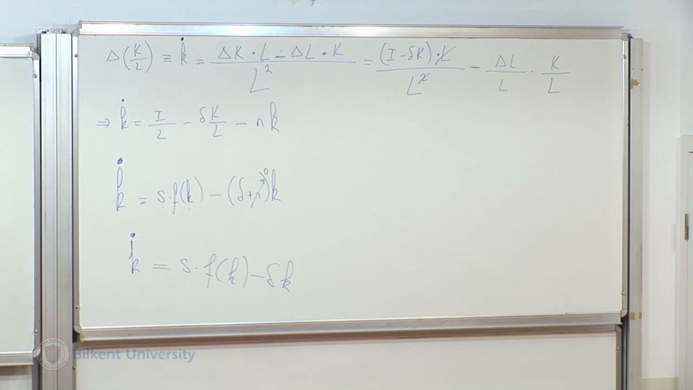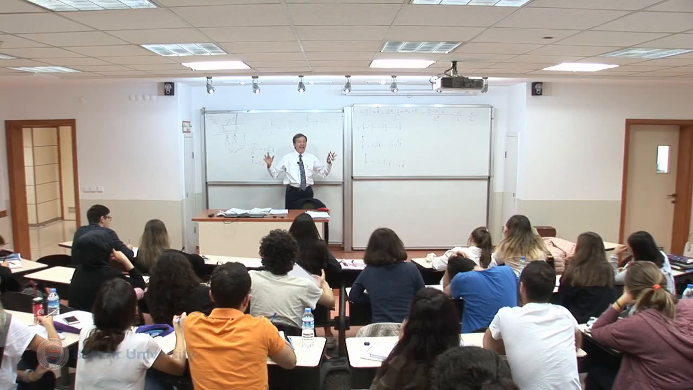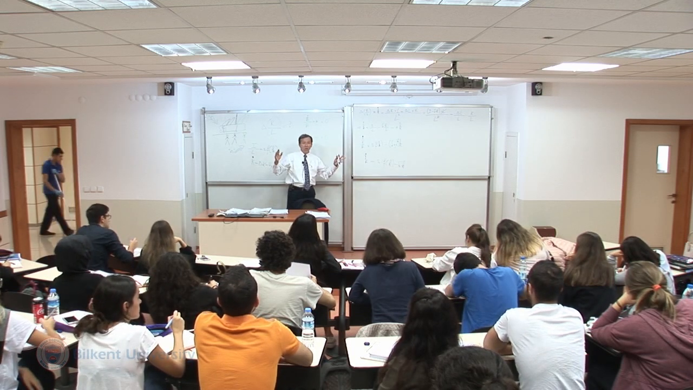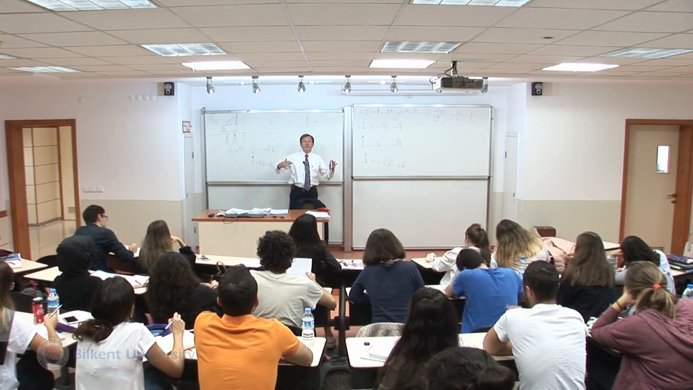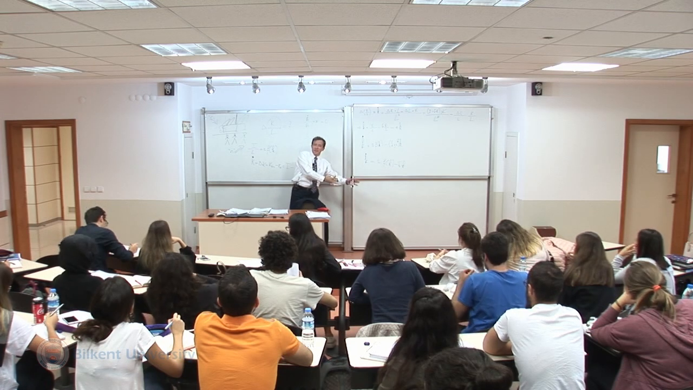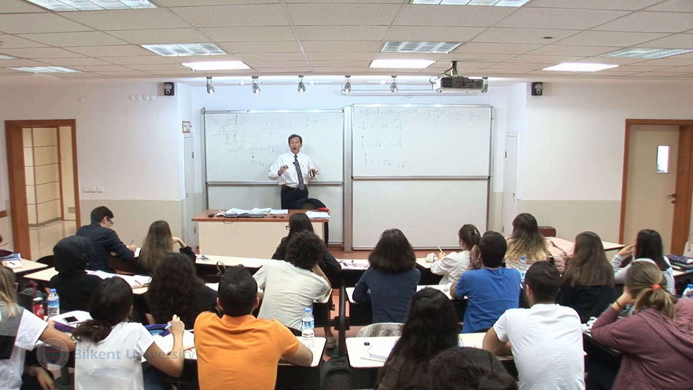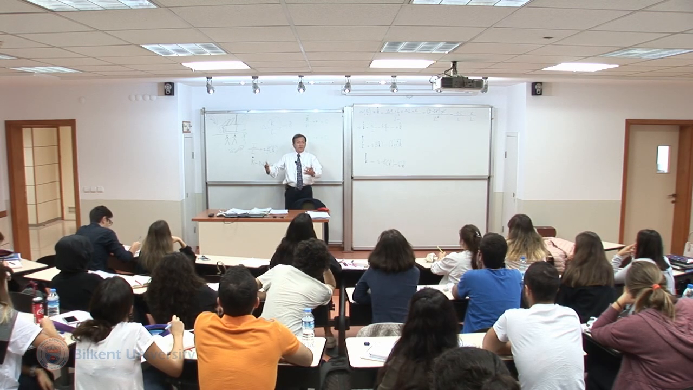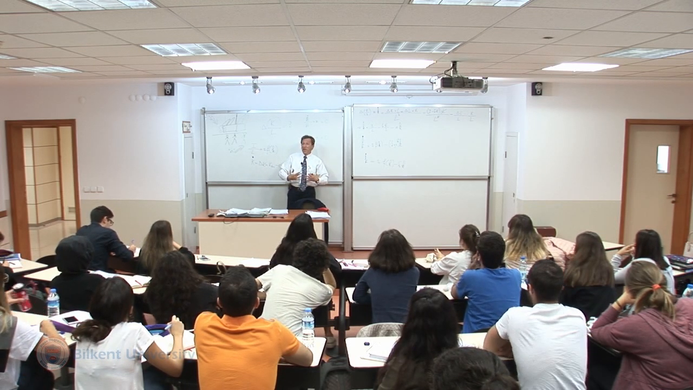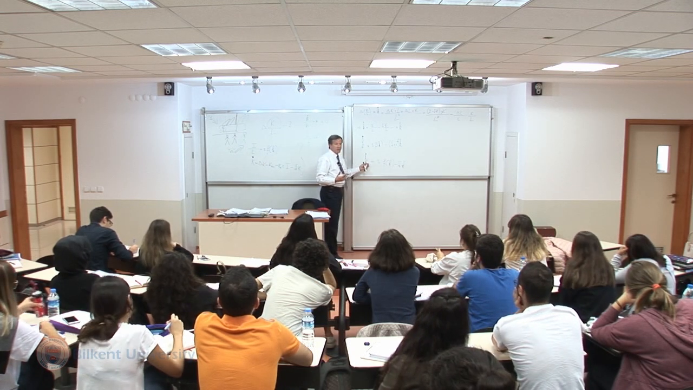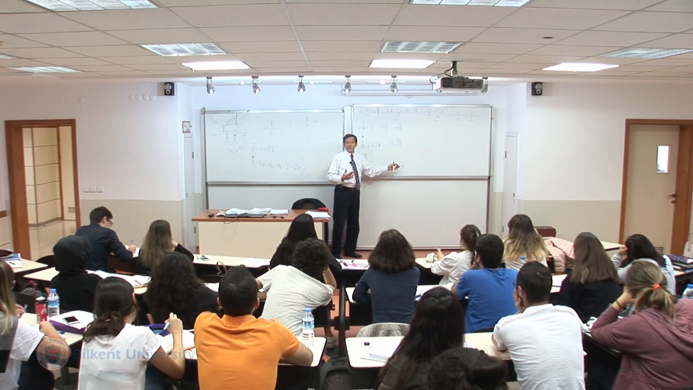One of the most famous equations of our profession, Solow's adjustment mechanism. This is how an economy under market conditions and under the neoclassical hypothesis, but let's leave this aside for a moment, behaves. How does capital per labor change over time? It changes over time as S times f of k minus delta k.